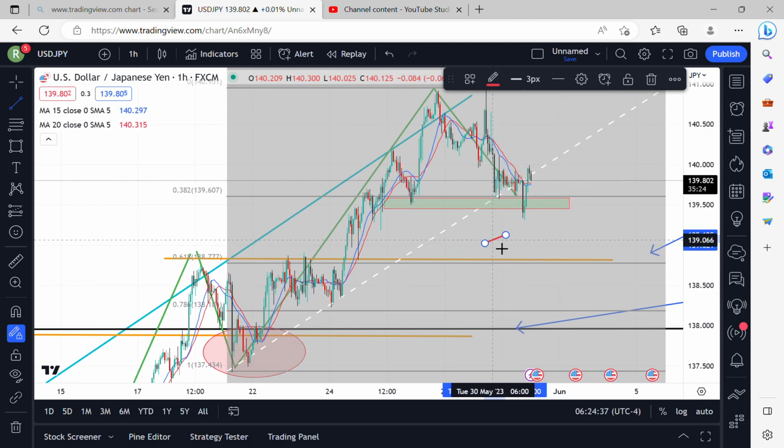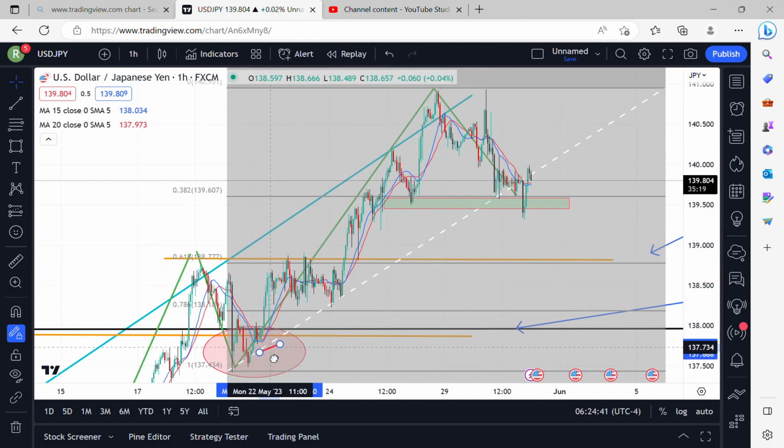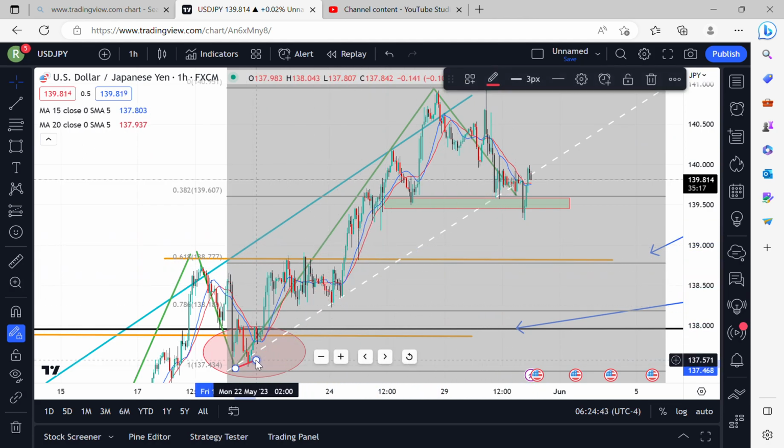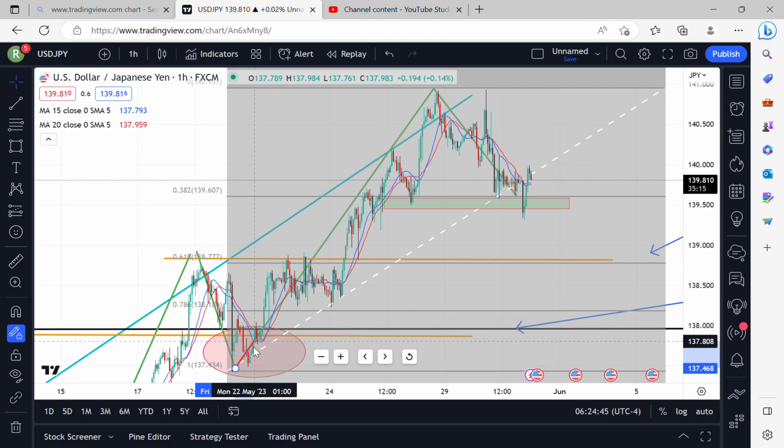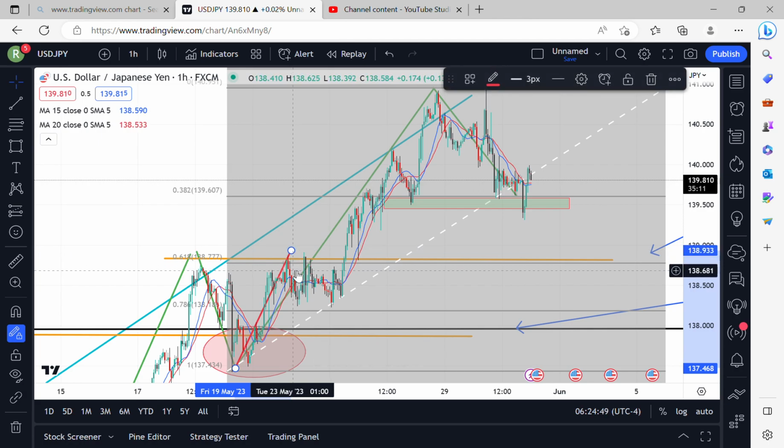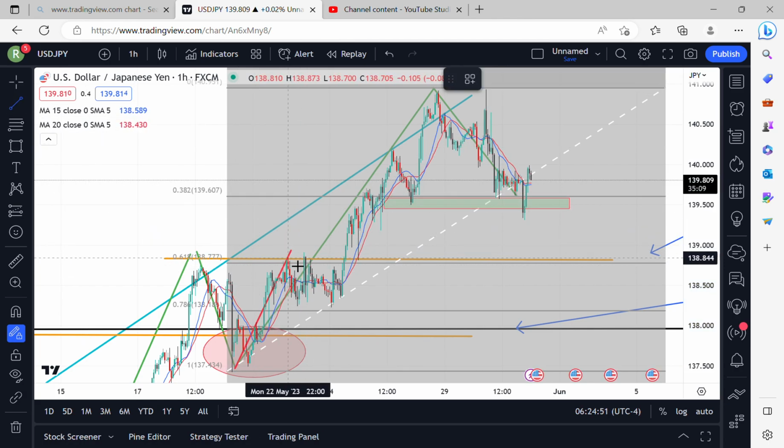Okay. I'm gonna move this over. Let's start from the beginning. This is that 4 hour move. So trend is going up, down, all the way up. Then it decides, hey, let's pull back because I'm exhausted.